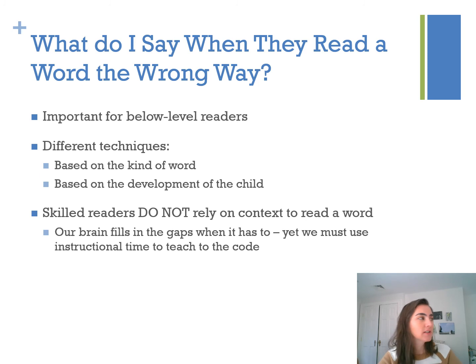Okay, so let's say they trust you and they can deal with some error correction. What do we say when they read a word the wrong way? It depends. It's based on the kind of word it is. Is it a decodable word? Is it a sight word? Is it a word that they should be held accountable for because you have taught them that sight word or you have taught them that pattern? Or is it a word that snuck into your story that's beyond what's expected of them?